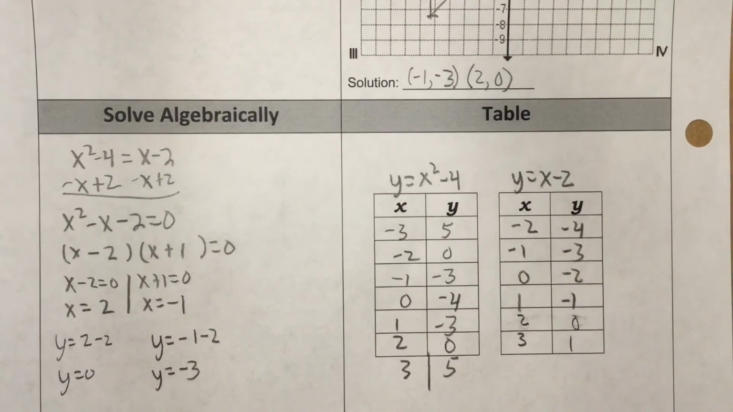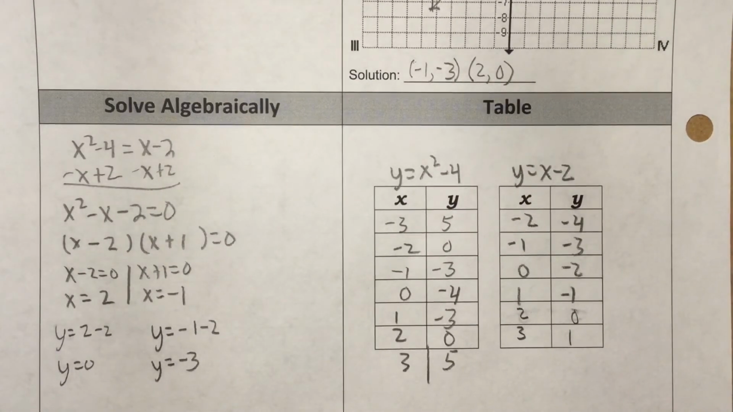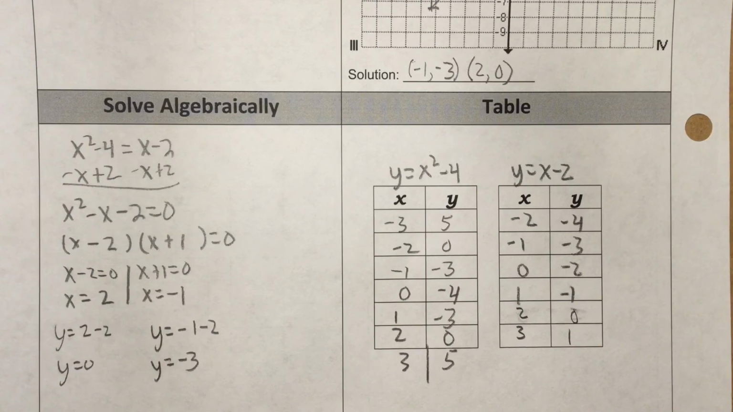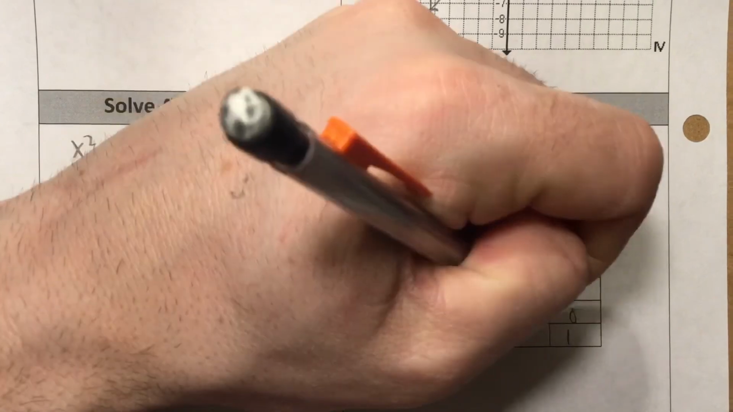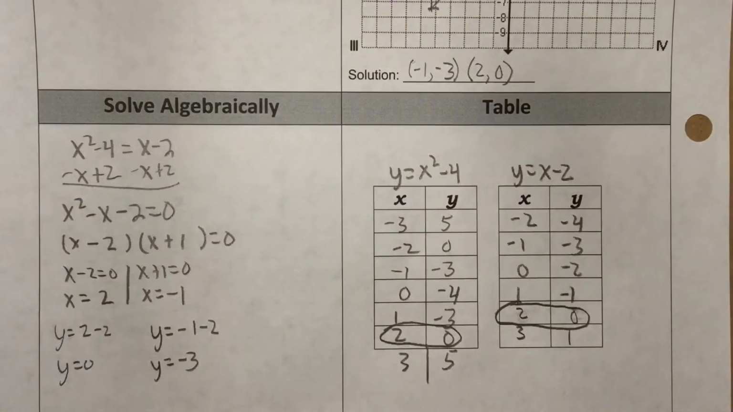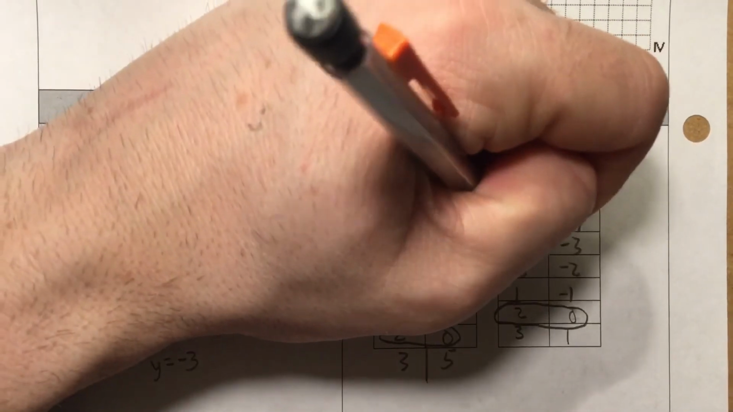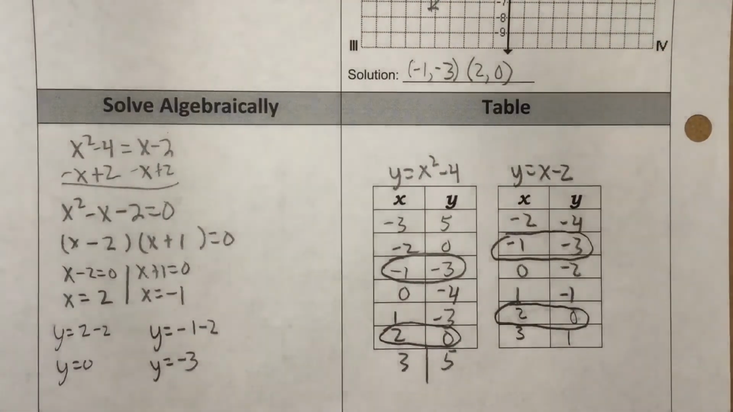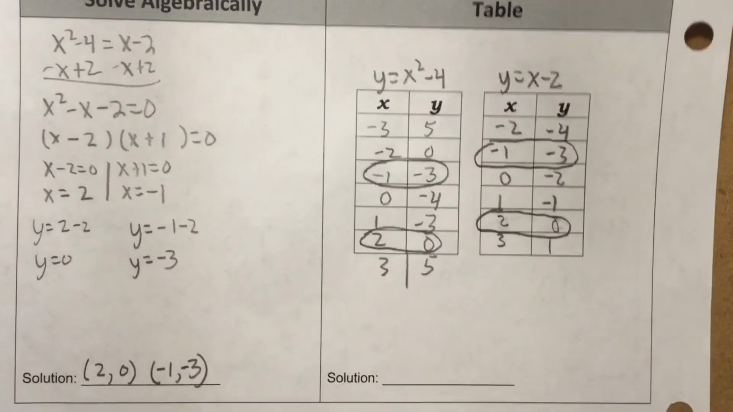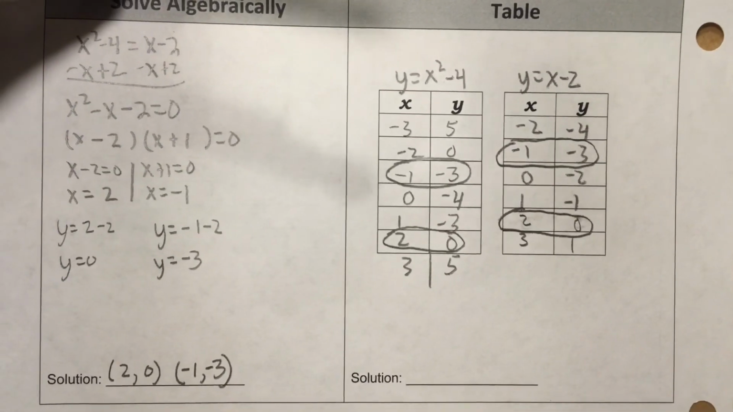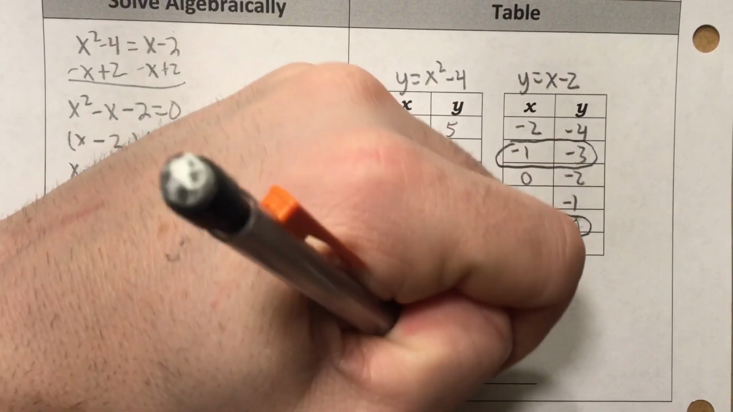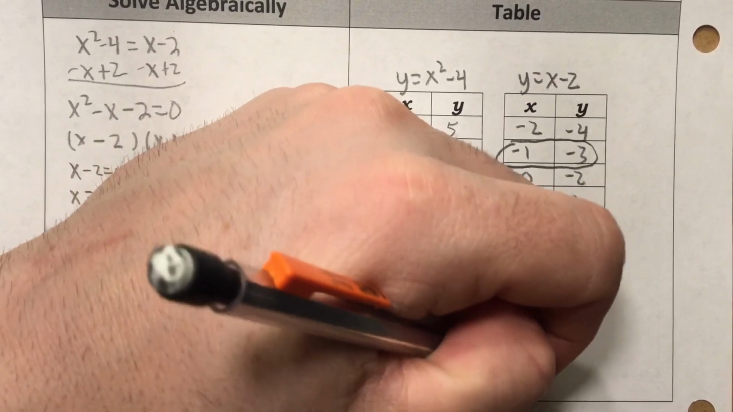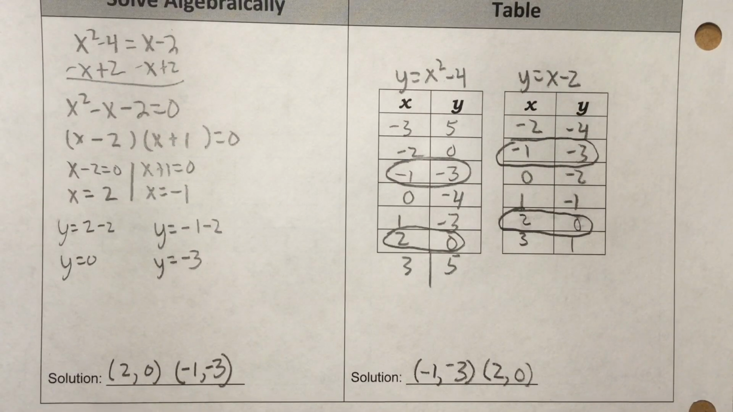And again, the solutions from the table are going to be where the tables have the exact same points. So I have a (2, 0) in each table, and I also have a (-1, -3) in each. And just remember that your table only shows integer x values. So if you had an x value as a point of intersection that's a decimal, which is definitely possible, it's not going to show up on the table. So I have (-1, -3) and (2, 0). All right, there you have it.